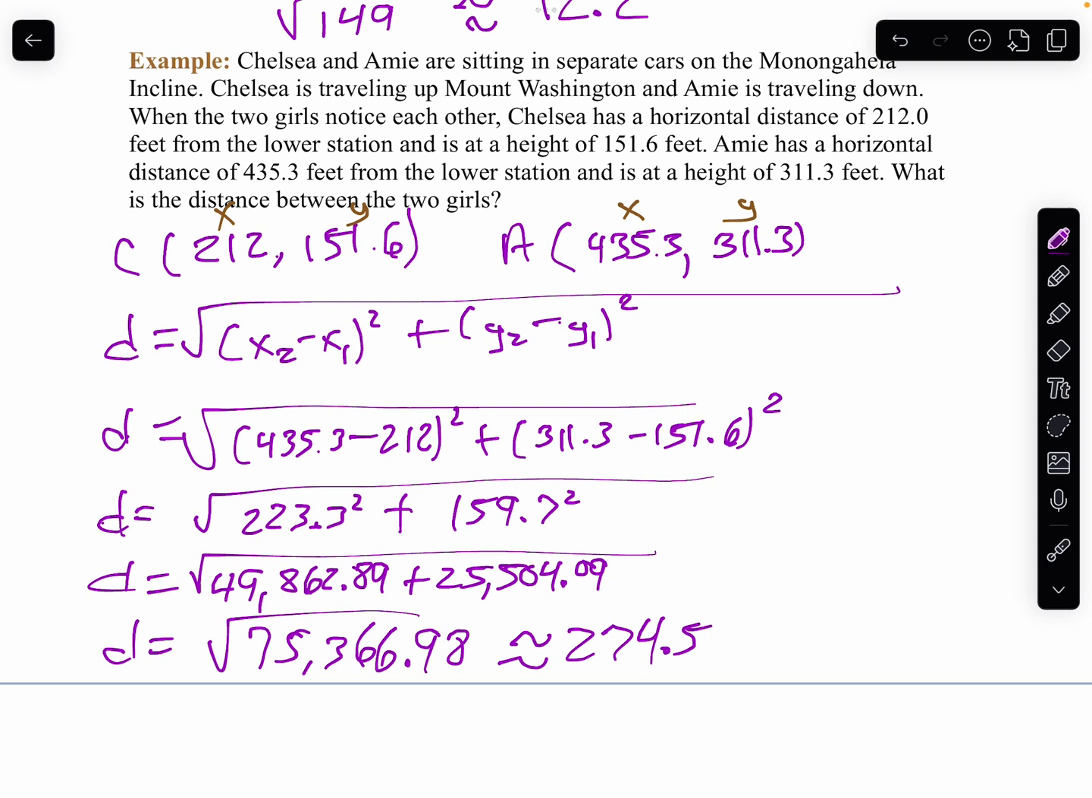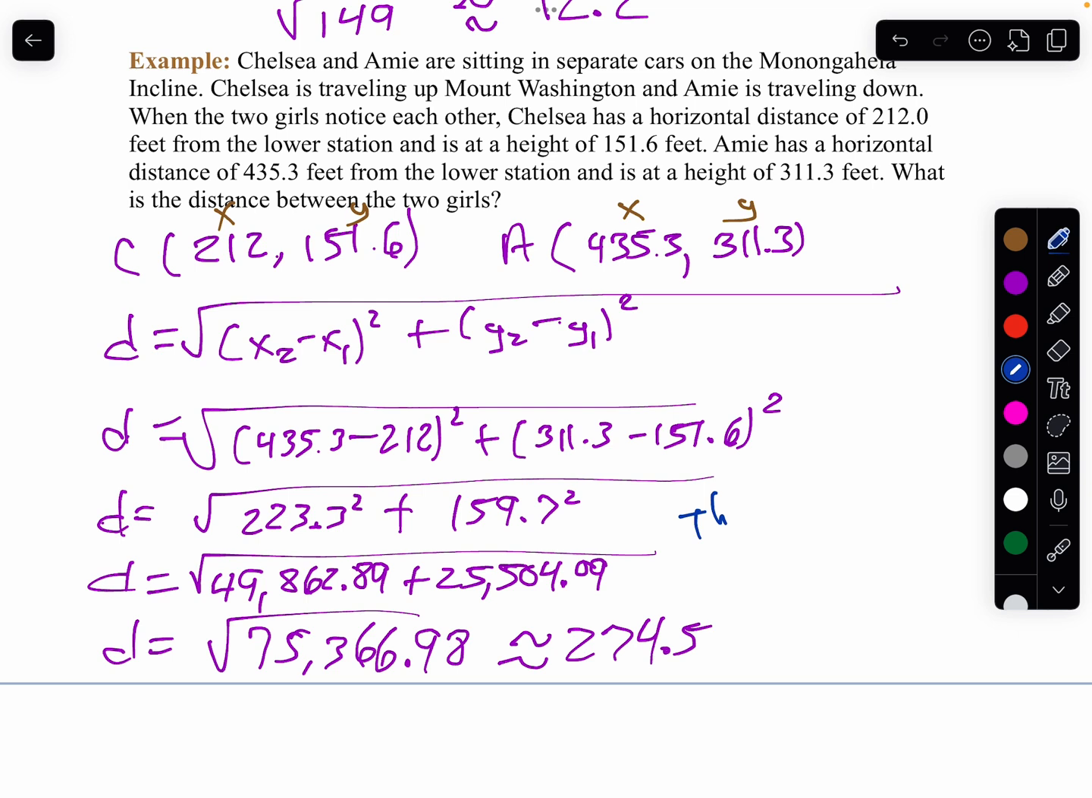And so we'll answer in a sentence, and I'll say, they are about 275 feet apart. I'm not going to worry about the decimal because they're sitting in the cars. We're estimating.